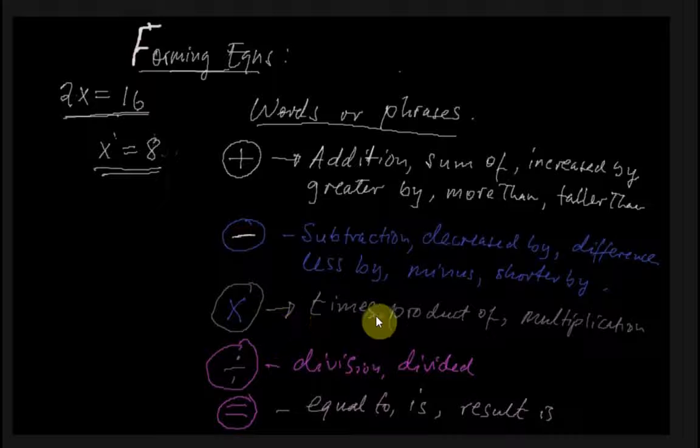Multiplication. This can be represented by times, product of, multiplication. These are some of the words and phrases that represent multiplication. We have division. This can be represented by division, divided, quotient, quotient of. All these represent division. And you can also think of some other words and phrases which can represent division.